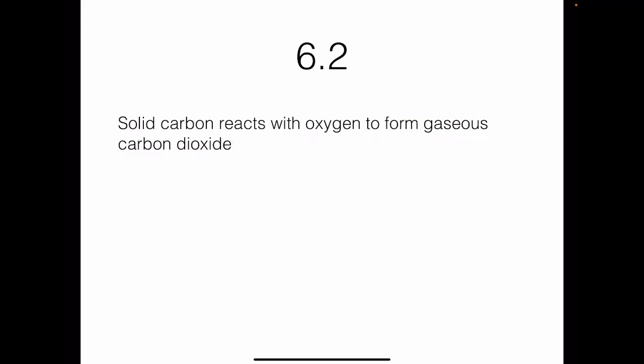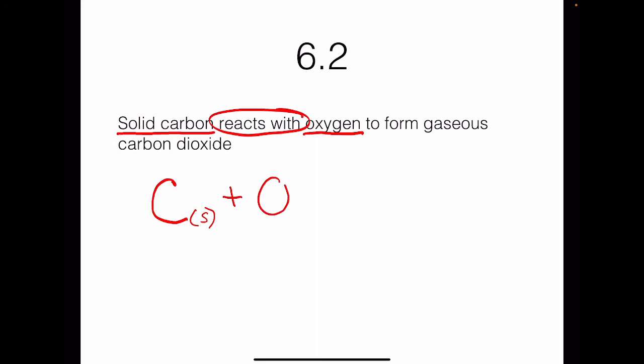Try this one, pause, and then we'll come back together to review it. So here we have solid carbon. Carbon, we know, is just C. It is not diatomic, but they do tell us that it's solid, so we're going to put solid in parentheses. They tell us reacts with. We know reacts with means plus. Then they tell us oxygen. Oxygen, we know, is O, and we know oxygen by itself is diatomic, so it is going to have a 2 next to it.